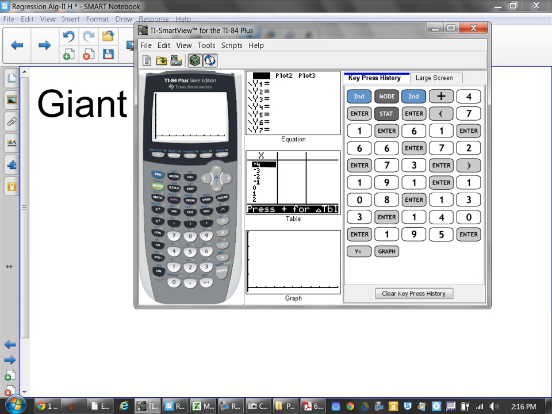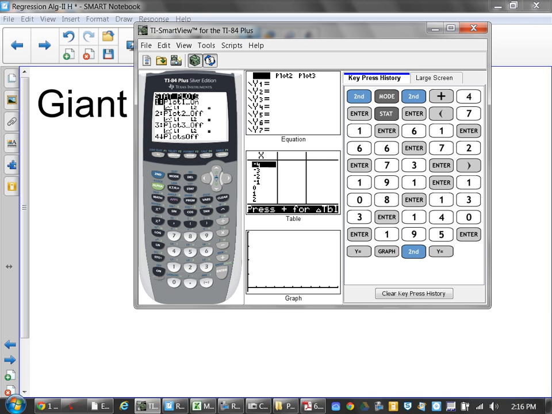Here's why you don't see anything. Right now you have it set up to look at a regular Y equals screen. You don't have it set to look at the stat screen. So here's what you do. Hit second Y equals. You notice that it's called stat plot. And if you look at yours right now, it probably says off.